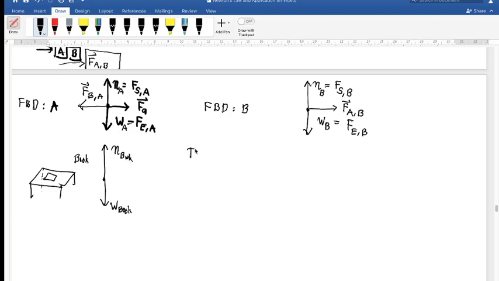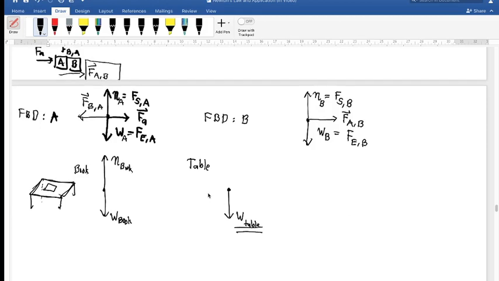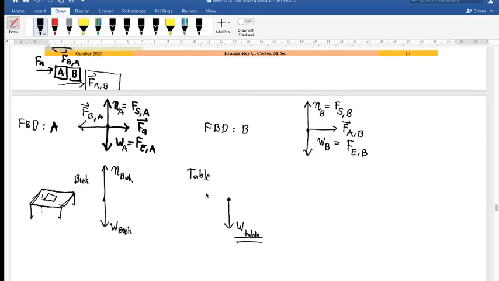How about for the table? So we can represent the table as a point. Okay? So the table of course has weight, right? So only weight is acting on it, weight interacting on the table. You can actually also consider the legs, but we are only referring to the surface of the table. Okay? So that is why only weight is included in the free body diagram of the table. Okay? So that's it.